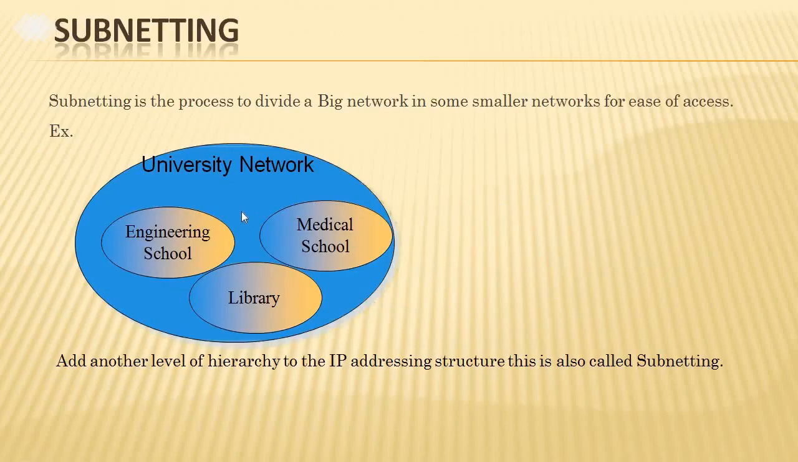Now next is subnetting. Subnetting is the process of dividing a big network into some small networks that are easy to access. Like you can say, adding another level of hierarchy to the IP address structure. This is known as subnetting. Here is a university network, which is related to the engineering school, medical school and library school. So in subnetting, they can divide a big network into small networks that can be easy to access. So the hierarchy of the IP address structure is known as subnetting.